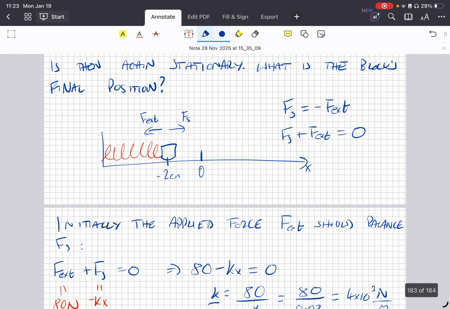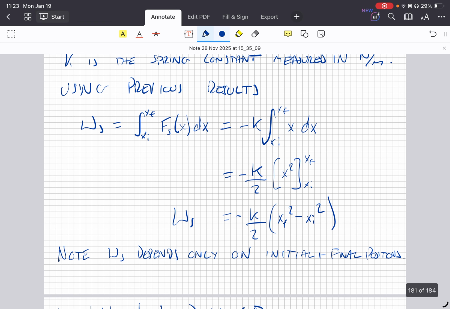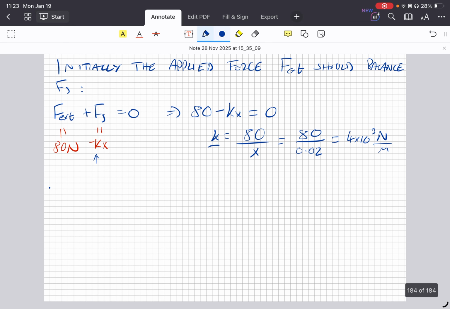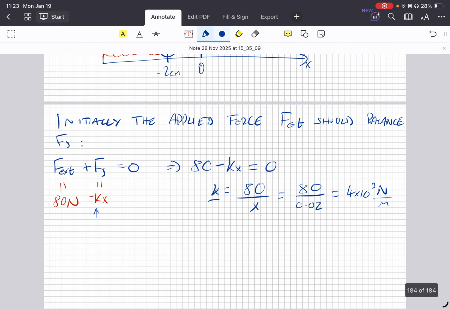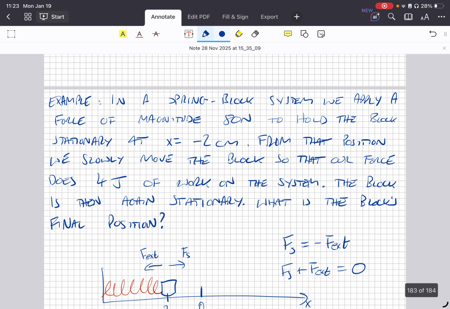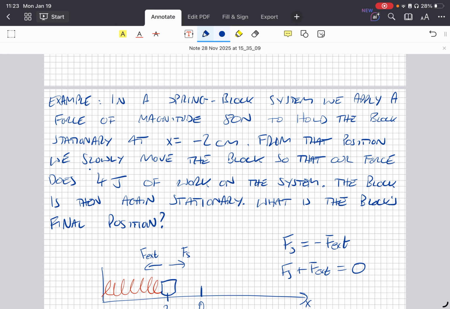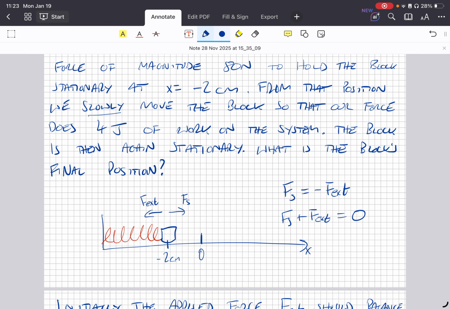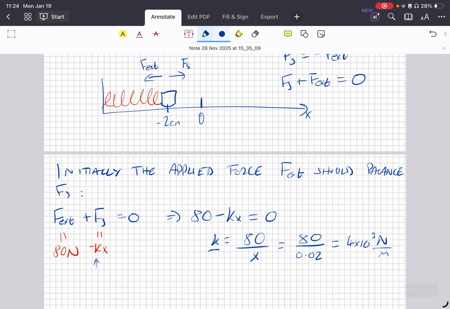And that's important because if we look at the expression for the work that we derived earlier on, it contains this spring constant K. So we know that. Now, the question tells us that we move the block slowly so that our force does 4 joules of work on the system. When it says move slowly, what that means is that these forces will always be in balance. We're not going to do any sudden movements where we have acceleration. If we're moving it slowly, then the forces are always going to be balanced.